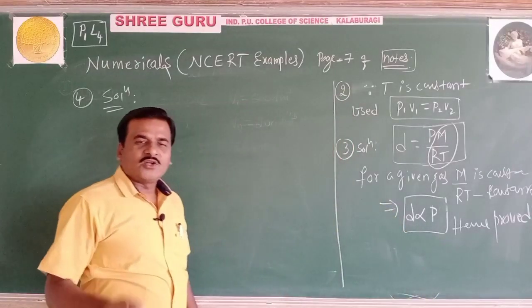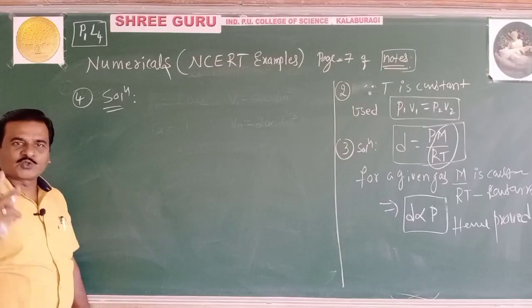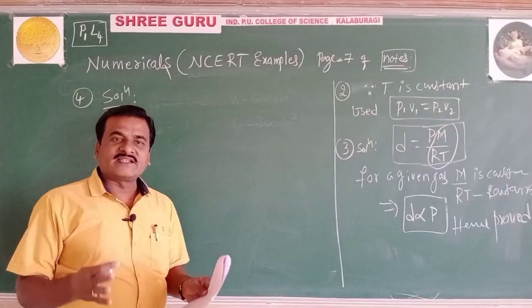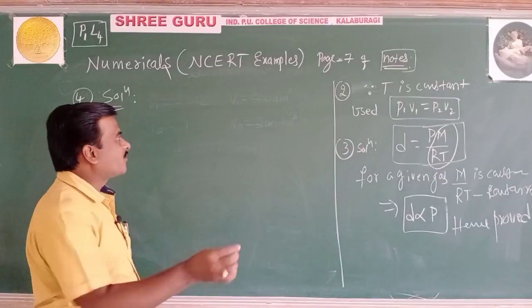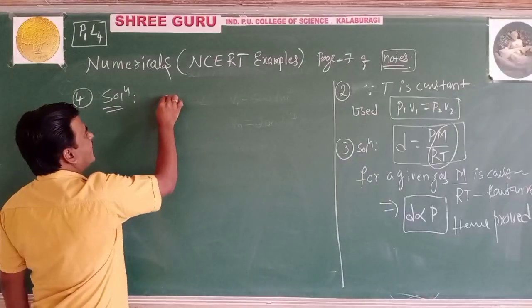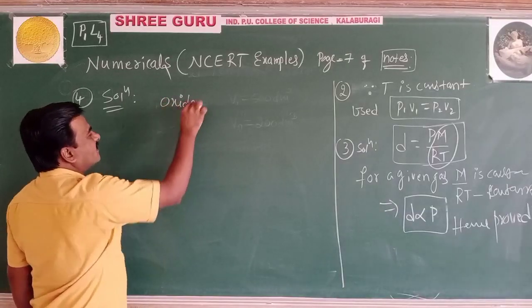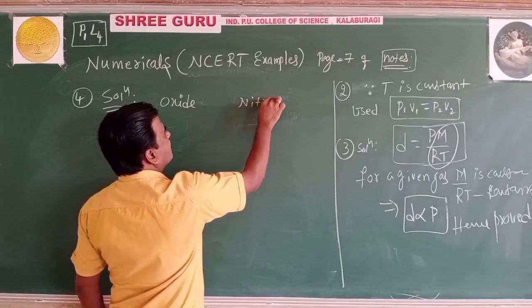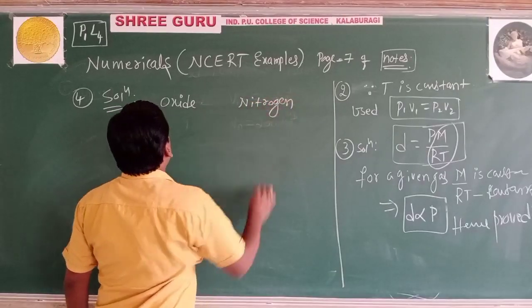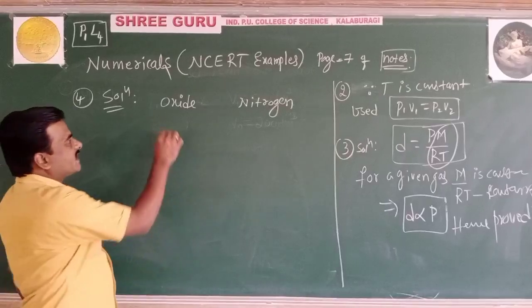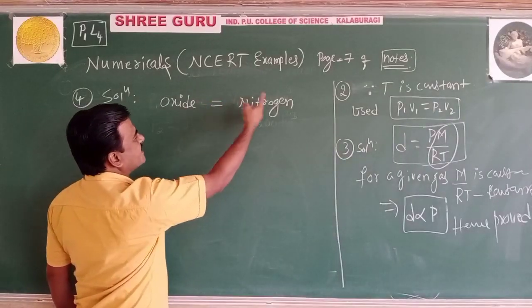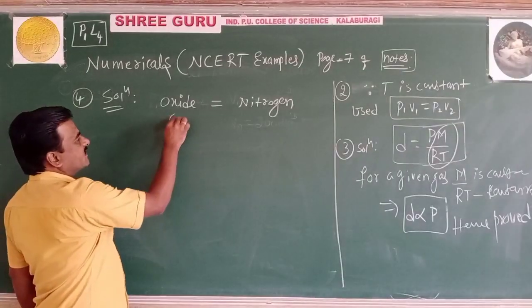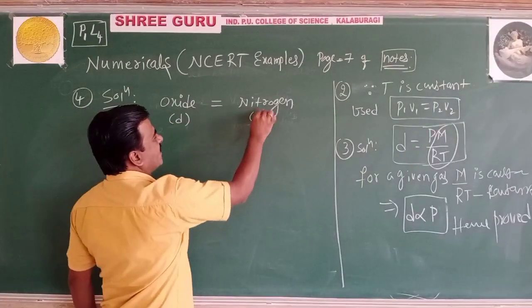See, here you have two species given. The condition is that the densities of those gases are the same. One is the oxide, another one is dinitrogen. The density of the oxide is the same as the density of nitrogen.